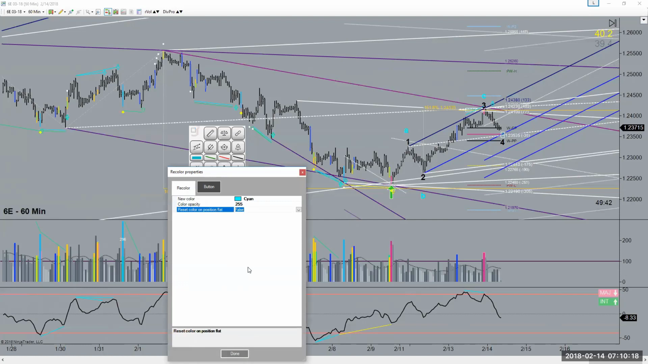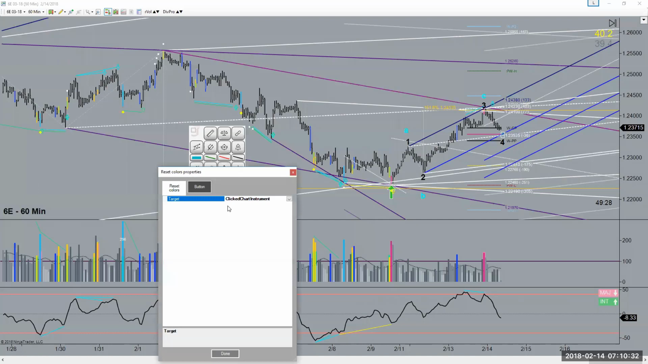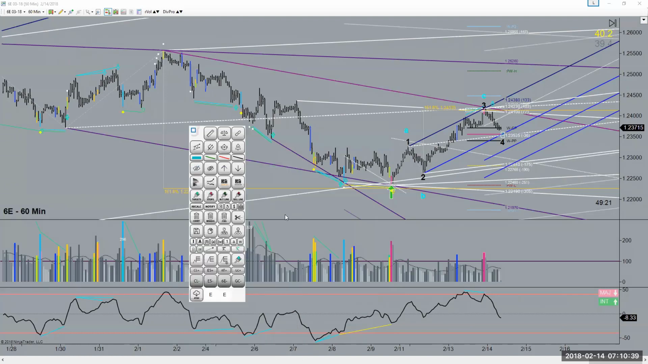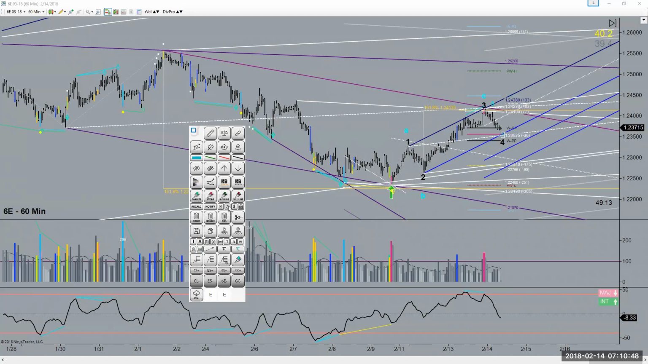So I'm talking about the reset colors button. If I recolor these and now I click this and click the chart, it doesn't work. Yeah, that's what I was seeing. Click chart instrument definitely doesn't work. What the heck? Nope, it definitely doesn't work.